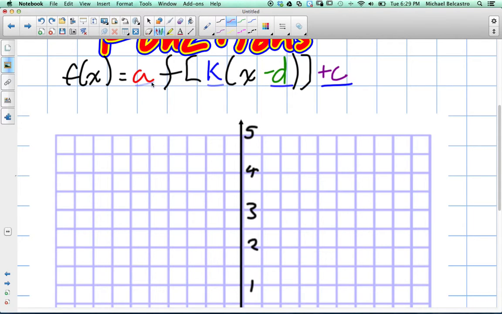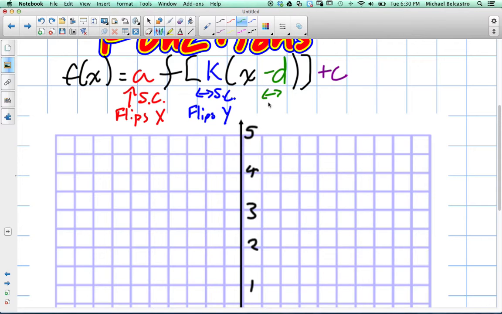Our first one, a, do you know what it will do? Vertical stretch or compression. Yeah, so we'll call it vertical stretch or compression. And it also flips, okay, on what axis? Do you know? Yeah, flips, we'll call it on the x. So flips x. What about k? Horizontal stretch or compression. Yeah, horizontal stretch or compression. And flips on the y-axis. That's right. Flips on the y. Good.